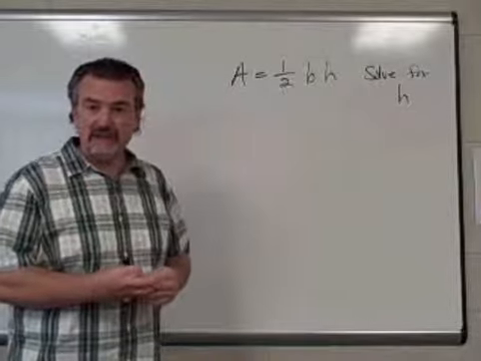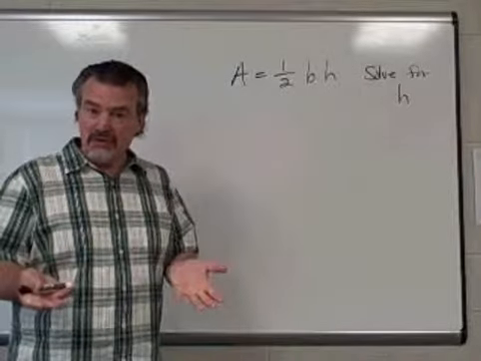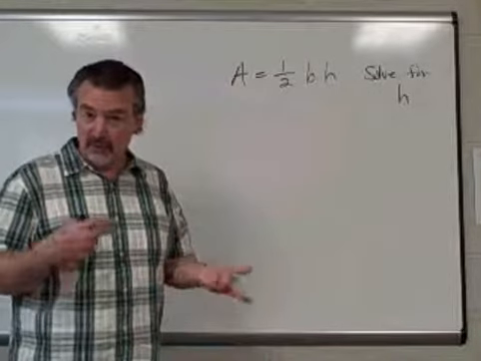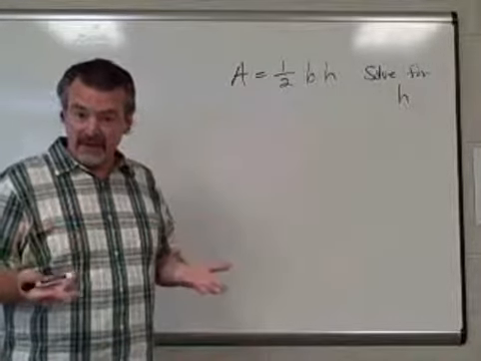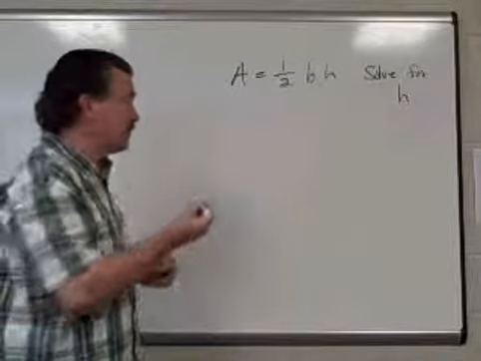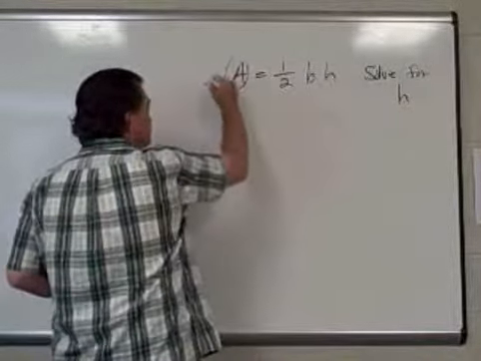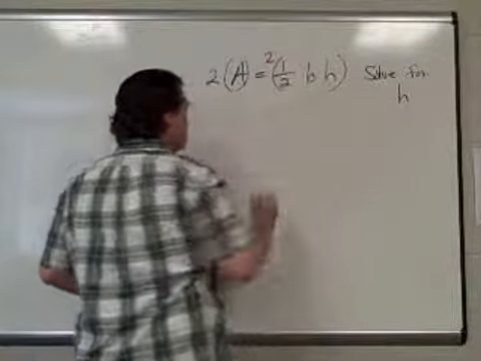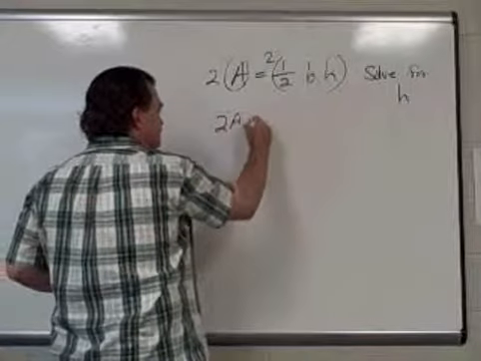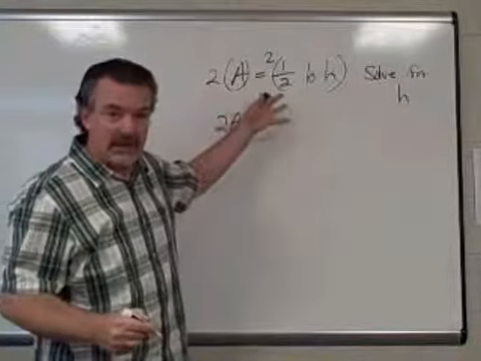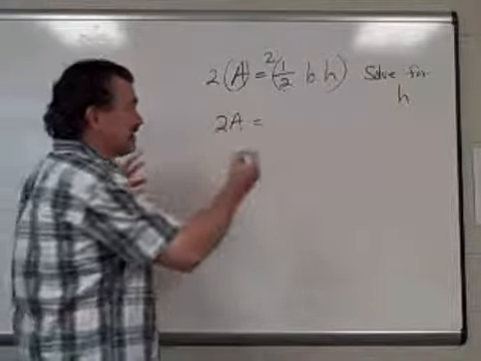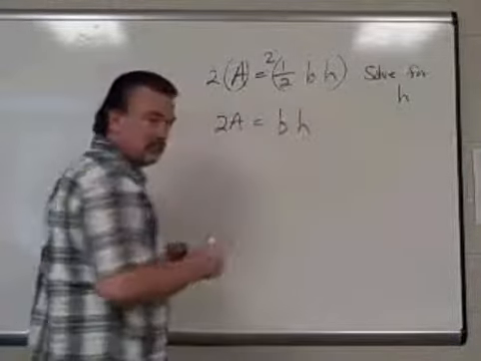Well, this formula has a fraction, doesn't it? And remember our technique when we have fractions in equations? We can get rid of the fractions by multiplying both sides by the common denominator, which in this case is only one fraction, so the common denominator would be 2. So 2 times A is 2A. And 2 times 1/2, well, what is 2 times 1/2? That's 1, isn't it? And 1 times BH would just be BH.